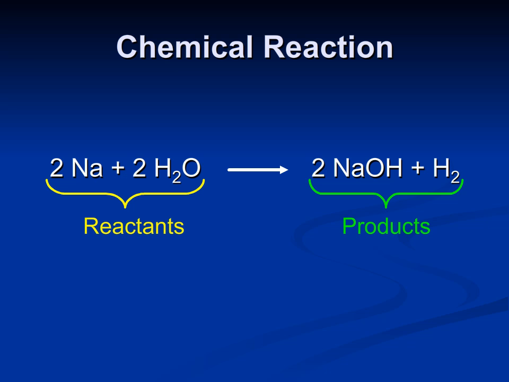Now, notice the numbers in front of some of the reactants and products. These are called coefficients. They are needed to balance the equation. 2 sodium atoms and 2 water molecules are needed to produce 2 sodium hydroxide compounds and 1 hydrogen molecule. We have 2 sodium atoms on the reactant side and product side. We also have 4 hydrogens and 2 oxygens. Balanced.